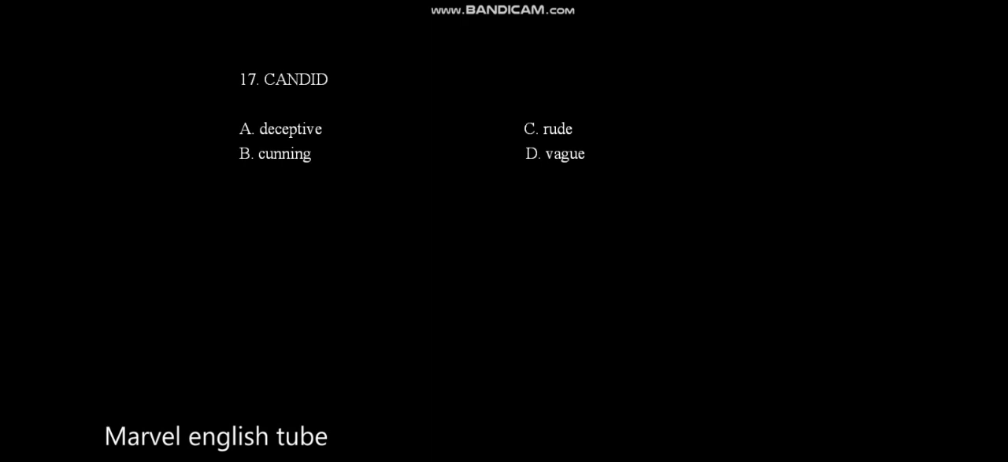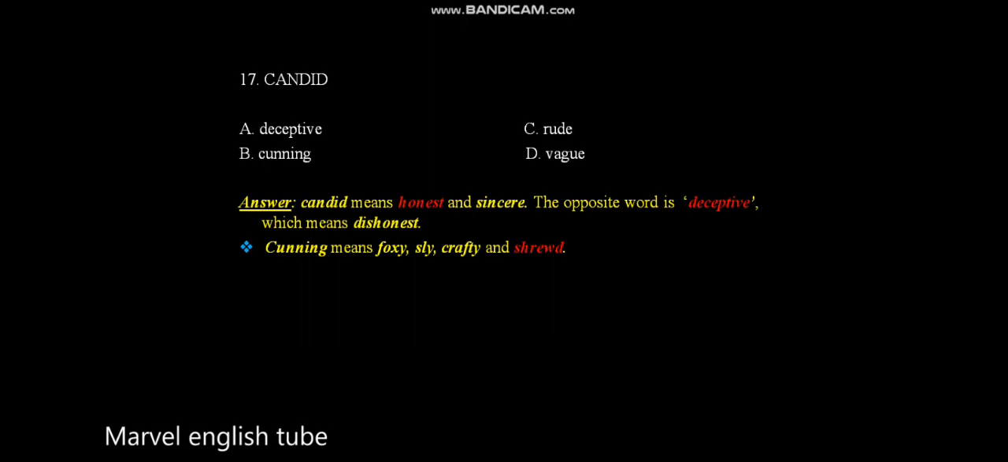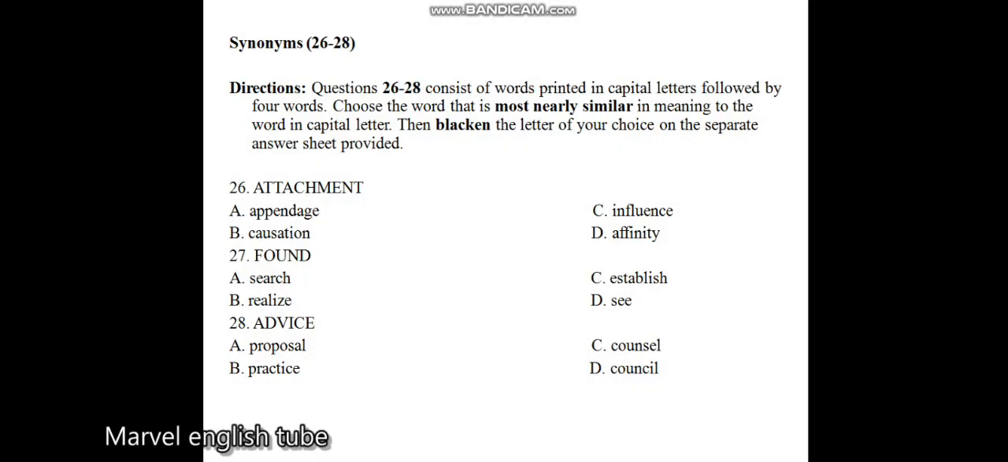The next question is candid. What does candid mean? Candid means honest and sincere, እውነተኛ ሐቀኛ ማለት ነው. ተቃራኒ ስለዚህ አጭበርባሪ አታላይ ሊሆን ነው ማለት ነው. So here we have the words deceptive, cunning, rude and vague. Deceptive ማለት አታላይ አጭበርባሪ ማለት ነው. Cunning ማለት foxy, sly, crafty, shrewd. Rude ነውረኛ, vague ግልጽ ያልሆነ. So the correct answer should be A, deceptive, አታላይ, deceive የሚያደርግ እንደማለት ነው.